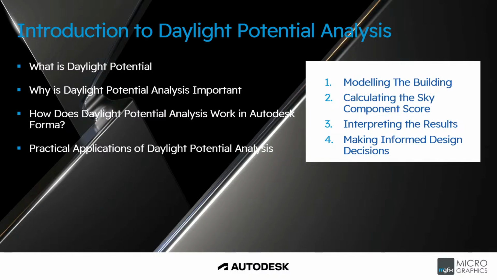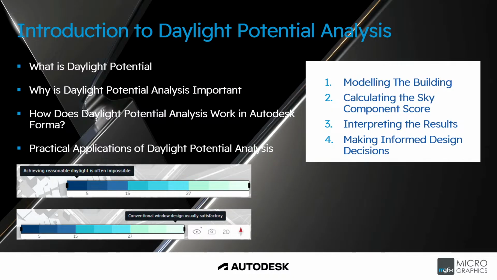The color legend is displayed at the bottom of the analysis window. When hovering your cursor over the color legend, there is a description of what each color represents. On the screen you will see less than 5% means achieving reasonable daylight is often impossible. 50% and more means conventional window design is usually satisfactory.